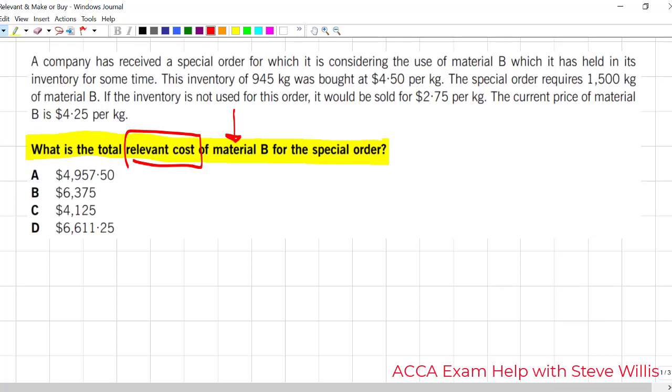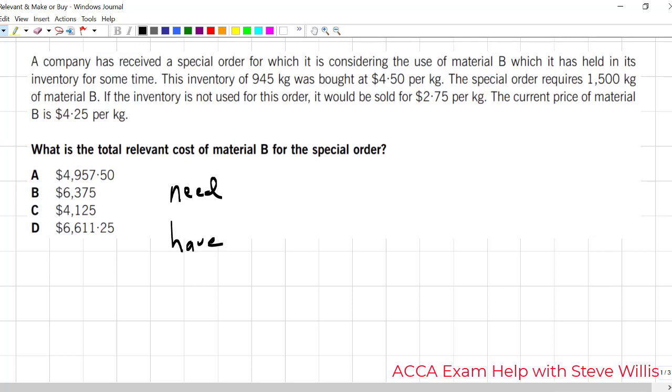Okay, a scrap value. So we have to find out, first of all, how much do we need for this special project? How much do we have? That tells us how much we have to buy. And if we do that part first, well, we need 1,500 kilos. We have 945. Therefore, we have to buy 555.